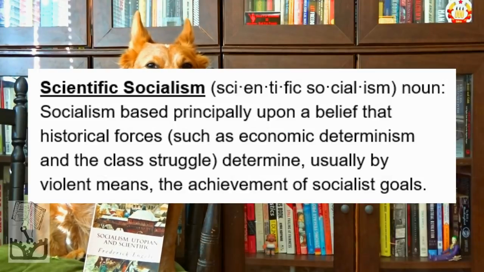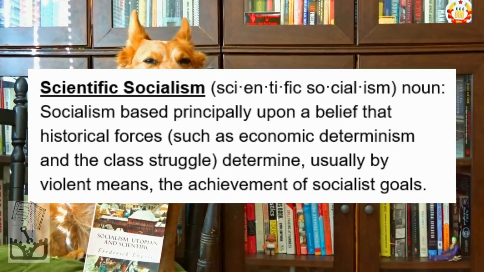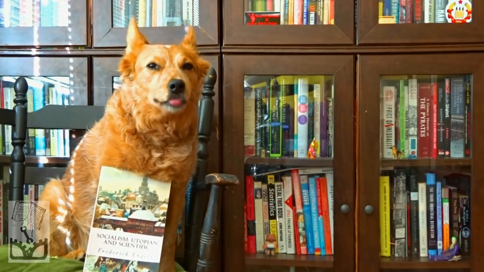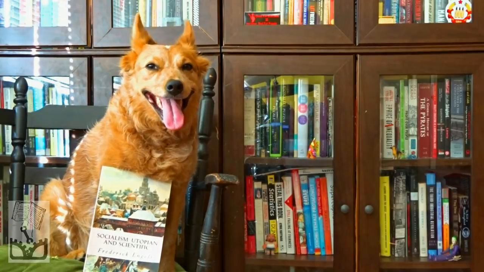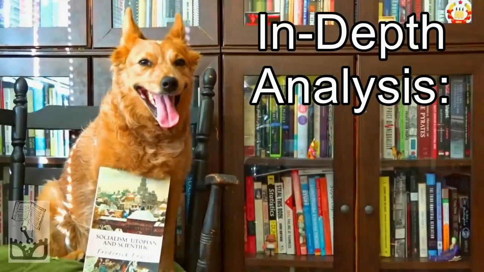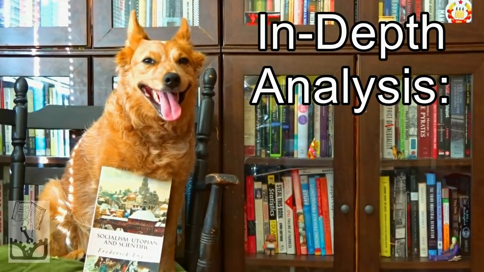Scientific socialism, in contrast, is defined as socialism based principally upon a belief that historical forces, such as economic determinism and class struggle, determine, usually by violent means, the achievement of socialist goals. That is to say, that socialism can only be achieved not through moral persuasion, but through class struggle, class warfare. Let's see what Friedrich Engels said about this as we take a look at the text in depth.